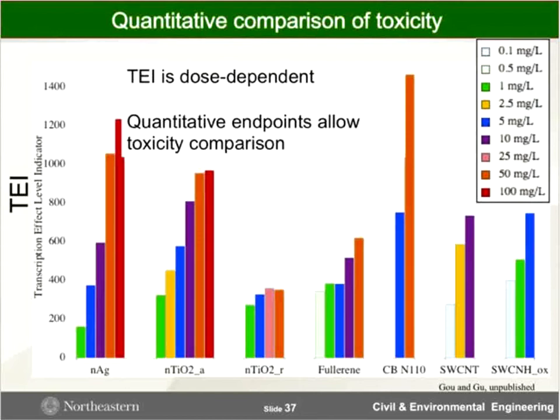So for each material we did different concentrations, and on the y-axis is the tally number, the so-called transcriptional level effective indicator level, the new endpoint we proposed. As you can see, for all of them we examined, they all have a dose response, meaning that as concentration increases, this tally number we proposed also increases with concentration. That was really encouraging. That means that whatever way we calculated made some sense; it's actually indicative and responsive, showing a dose-response type relationship.